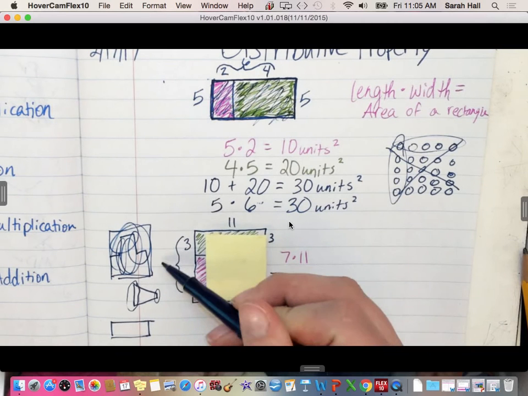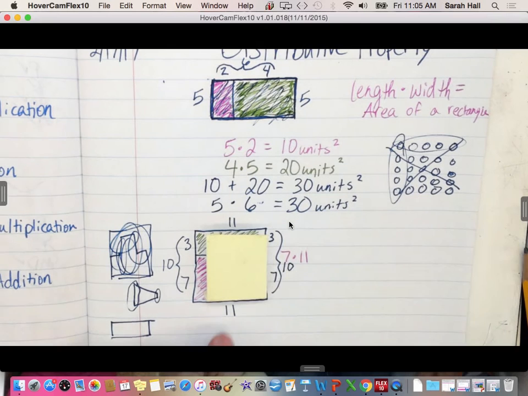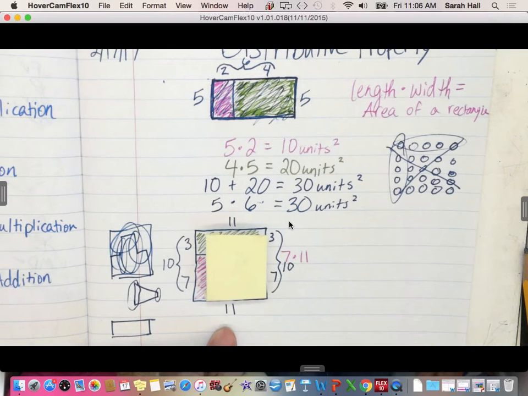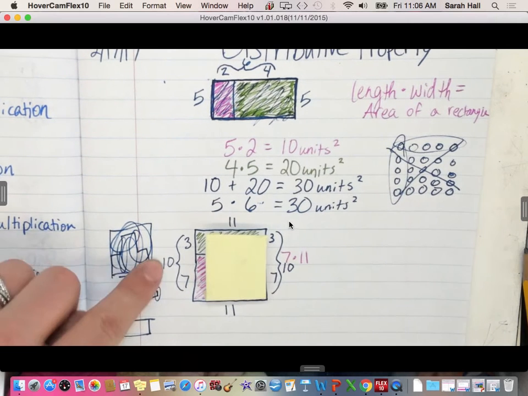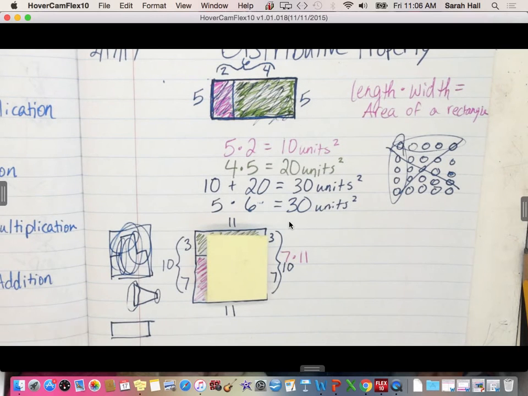So is this a square? Does it have all even length sides? Elizabeth? Are those the same number, my friends? No. So is this a square if one side is 10 and one side is 11? No. So if it doesn't have equal sides, what is it called? It's close, but it's not, because this side is 10, this side is 11.